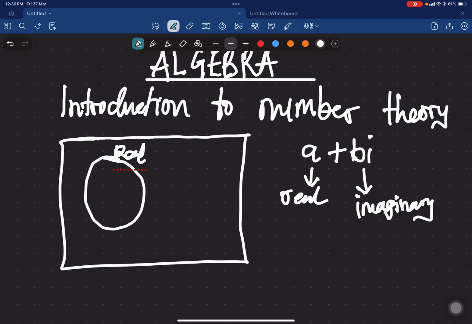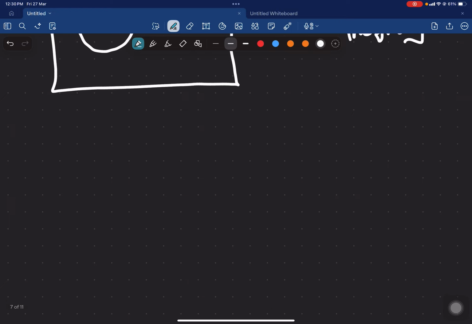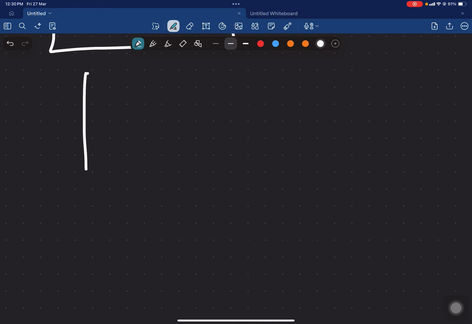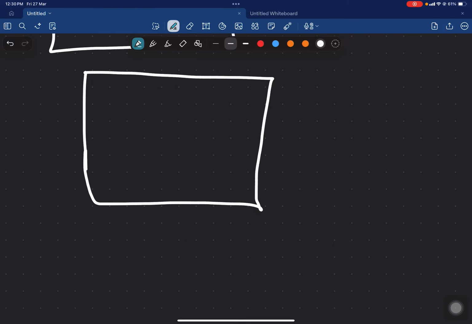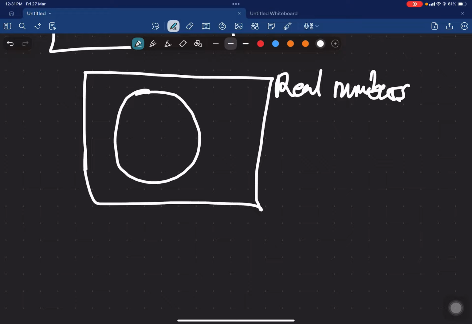When we talk about real numbers, they are the actual numbers in algebra that we can use for our mathematical calculations and everything. As the name implies, they are real. So let's look at what real numbers entail. Real numbers also contain some subsets, and one of them, which is very common, is the set of integers.